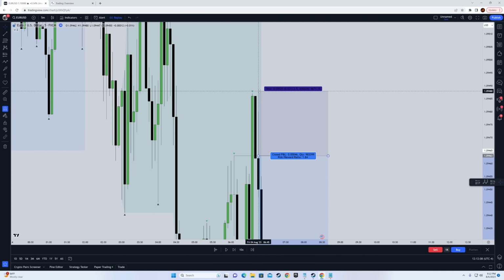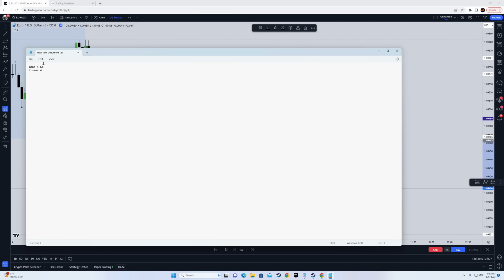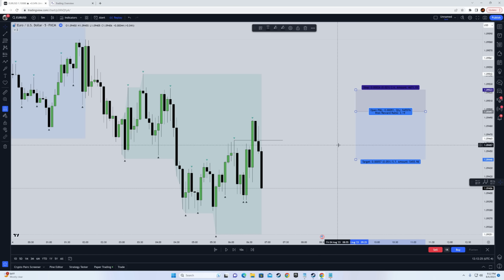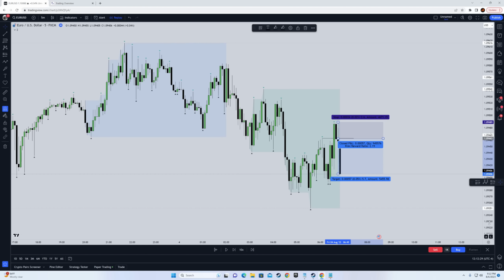Stop goes right above the high for the buffer. Just going to put this 2.6, and boom, there you go. That is your challenge pass, guys. 8% profit. Oops, my bad. Wins, 6 wins, 4 losses. Absolutely beautiful. This is all you need, guys. Literally, this is all you need.